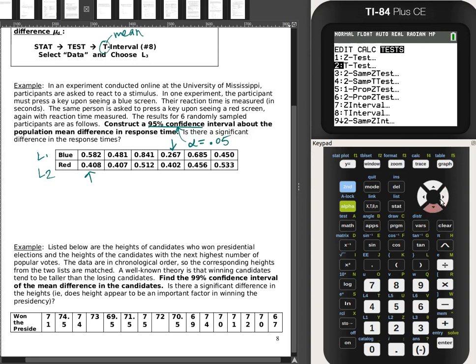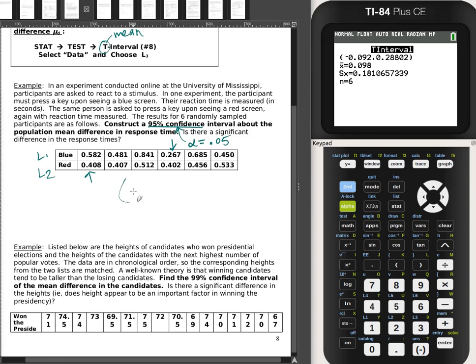Now we're looking for t interval, which is number 8. And we're going in there with the data for list 3. The confidence level in this case is 0.95. And then let's calculate it. So what's going to happen? Okay, so we come up with this confidence interval, negative 0.092 to 0.288. And of course, this is a confidence interval for the differences.